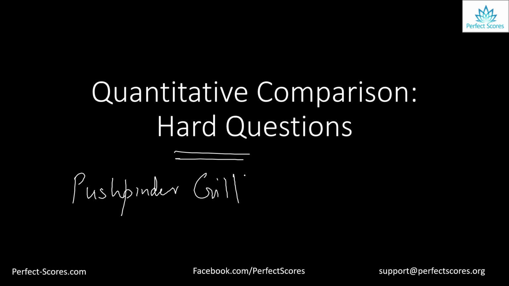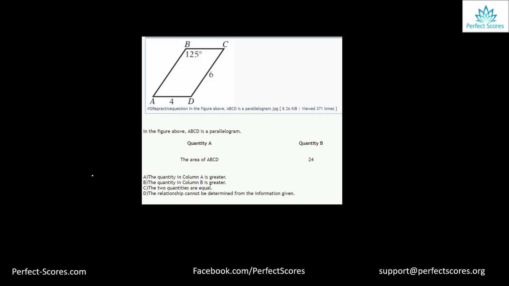So we will start with the first question. Okay, so here it is. Let me change the color. It says that in the figure above, ABCD is a parallelogram. As soon as I see that, before I even start with the question, there are some basics of solving these types of problems, the QC problems. I have already talked about that in the videos.